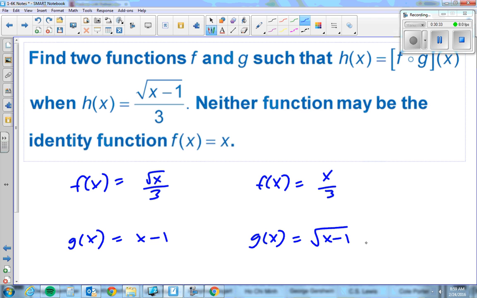And seriously, watch. If you wrote this, you'd be wrong. Because we're not square rooting and then subtracting 1. We're subtracting 1 and then square rooting. Okay?